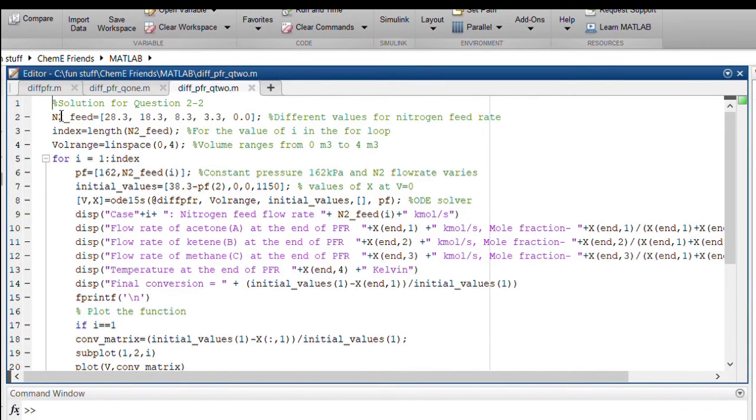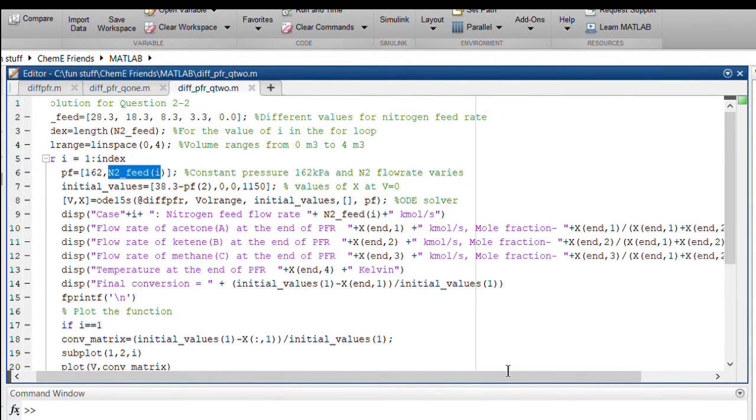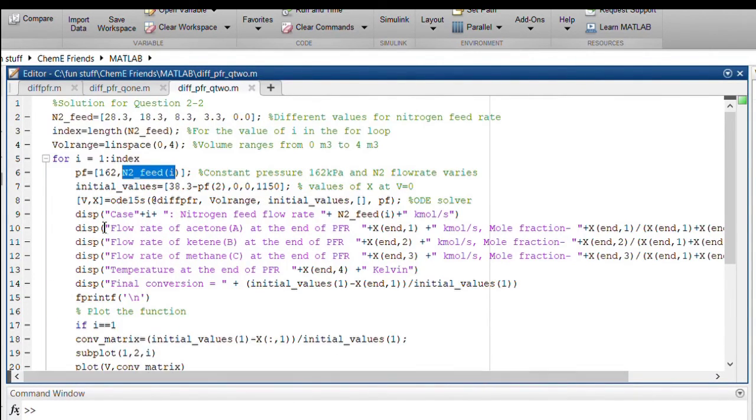Okay, so this is the code for part 2 of the question, which I've already made for you guys. We have made an array for nitrogen feed, which is already given in the question. There are 5 cases, and we will be creating a loop so that through each loop we'll be varying the nitrogen flow rate, and we'll obtain the mole fraction for each case. The first case will be 28.3 mole per second of nitrogen fed, and remember that the total flow rate should be 38.3.